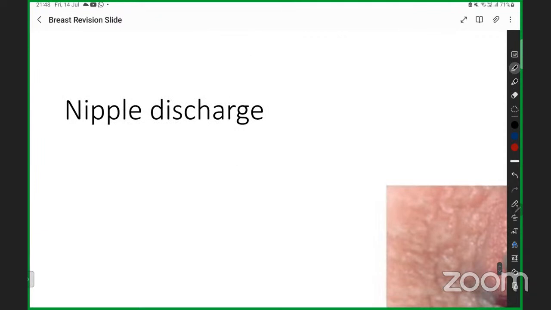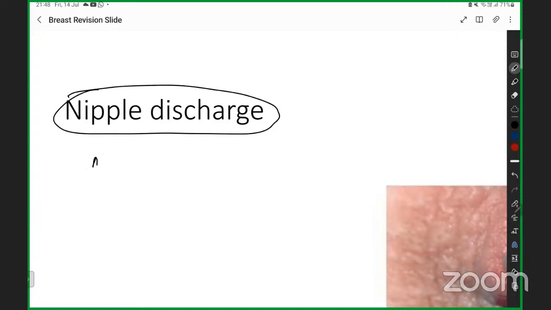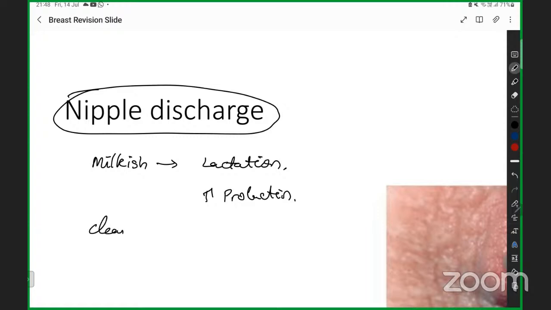Now moving on to nipple discharge. This is one of the favorite questions for viva examiners. Number 1, what are the causes of milky discharge? Lactation, where there is increased prolactin. Increased prolactin can also be due to some medicines, cabergoline and bromocriptine, which can cause milky discharge.